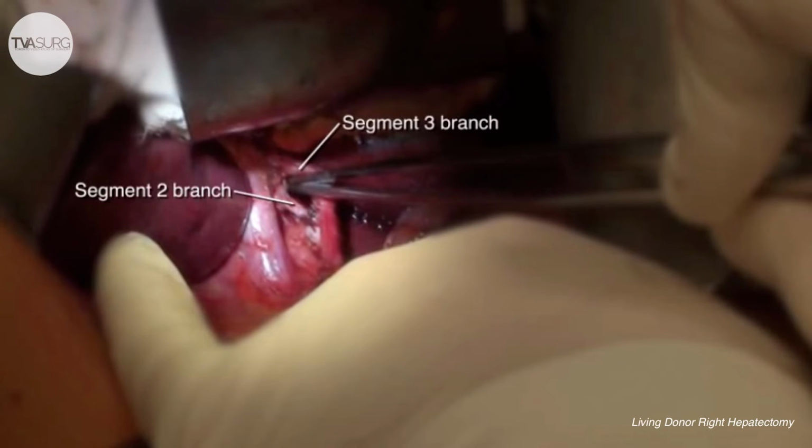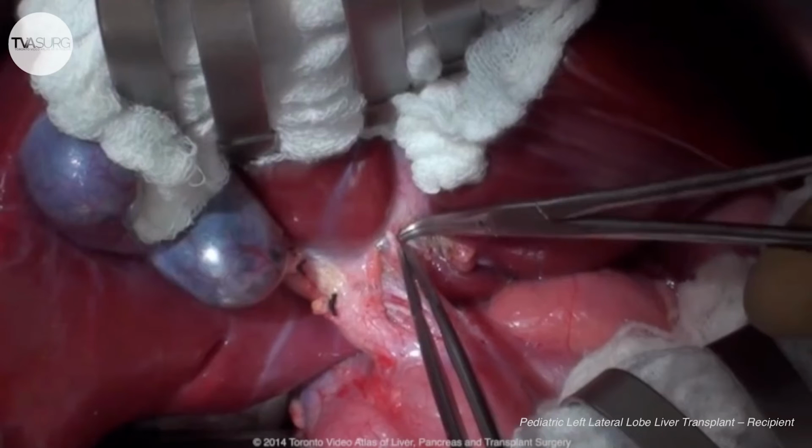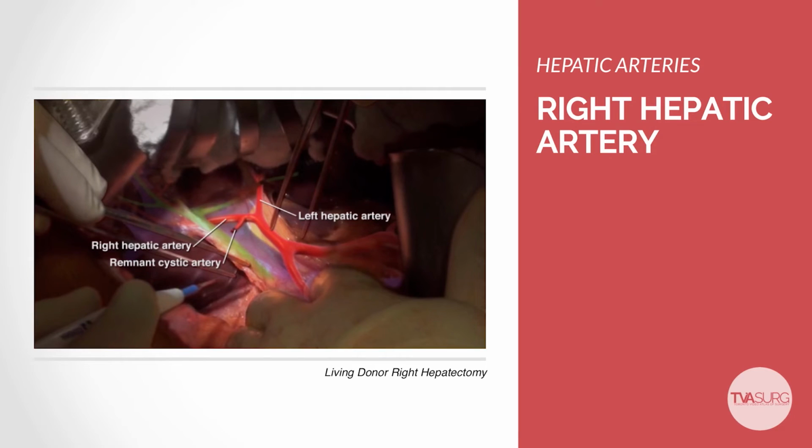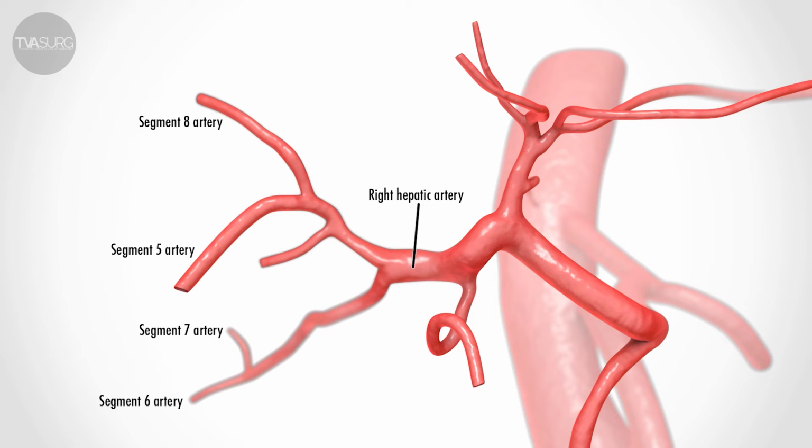Here are some examples of segment 2 and 3 arteries, and a segment 4 branch from the left hepatic artery, which, as you can see, can be found during porta dissection. We often find that the right hepatic artery branches off early, crossing over from the left side to the right. Off the right hepatic artery, we'll expect to find an anterior branch supplying segments 5 and 8, and a posterior branch supplying segments 6 and 7.